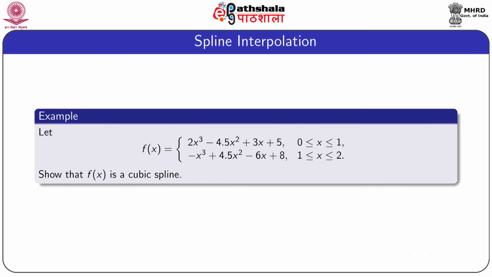Now, let us consider another kind of problem. Here a function f(x) is given. Our problem is to test whether f(x) is a cubic spline or not. So, here two expressions are given. That means, the first expression is a cubic polynomial, valid for the interval 0 to 1, and the second one is also a cubic polynomial and the corresponding interval is 1 to 2.